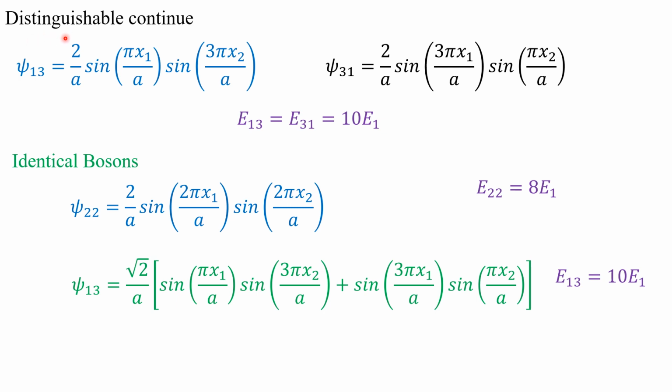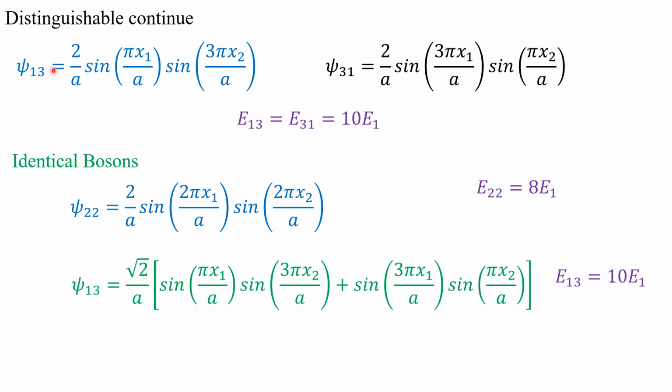Now we will continue our discussion on distinguishable particles. In the earlier case, both have the same energy, so it is non-degenerate. Now, let us say two distinguishable particles with different energy states. The first one is energy state 1, the next one is 3.